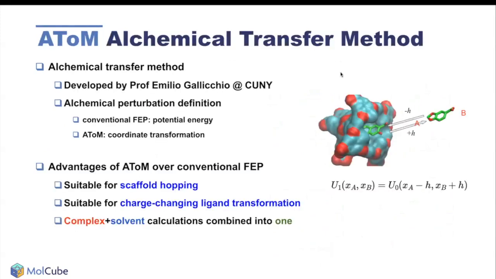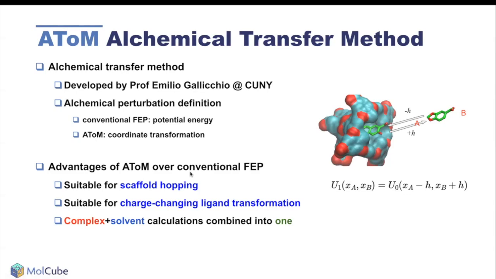The AToM, abbreviated for alchemical transfer method, is a relatively new alchemical free energy calculation scheme developed by Professor Emilio Gallicchio from City University of New York. The major difference of AToM compared with conventional FEP method is in the definition of alchemical perturbation. In conventional FEP, the potential energies of two ligands are perturbed by modifying the force field parameters. But in AToM, the perturbation is the coordinate transformation of two ligands without touching the force field parameters.